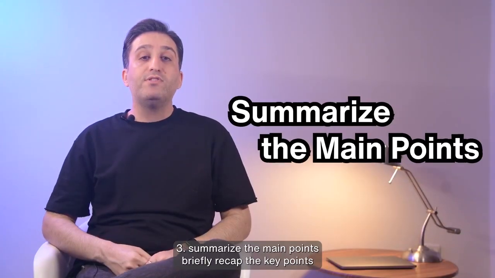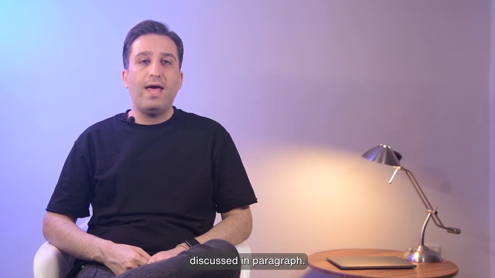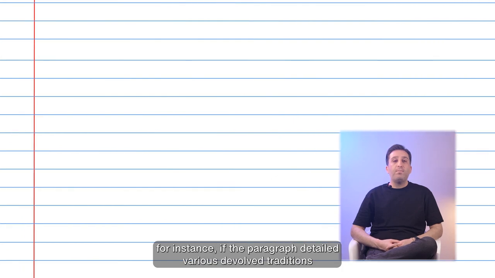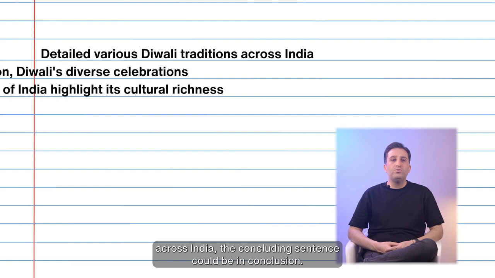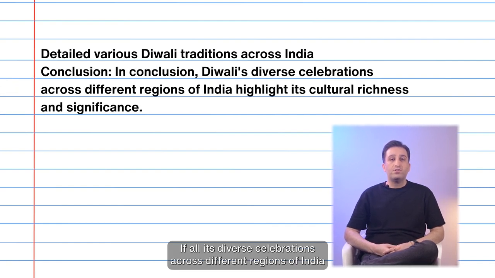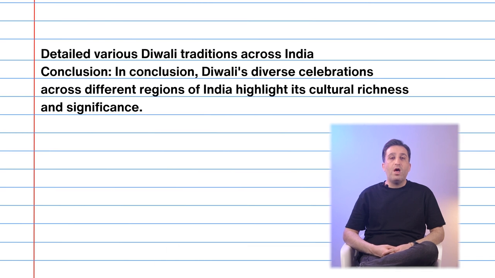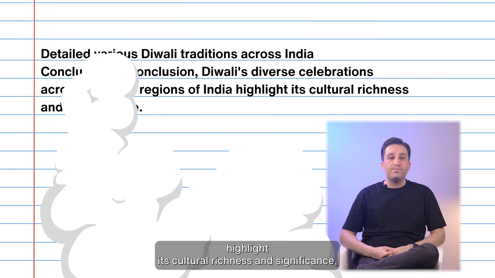3. Summarize the main points. Briefly recap the key points discussed in the paragraph. For instance, if the paragraph detailed various Diwali traditions across India, the concluding sentence could be, in conclusion, Diwali's diverse celebrations across different regions of India highlight its cultural richness and significance.